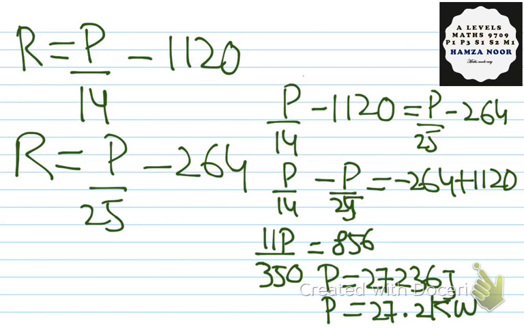Alright, you also need to find the value of R. R will be 27236 divided by 14 minus 1120, and this is 825.4. So the resistance to motion is 825 newtons.